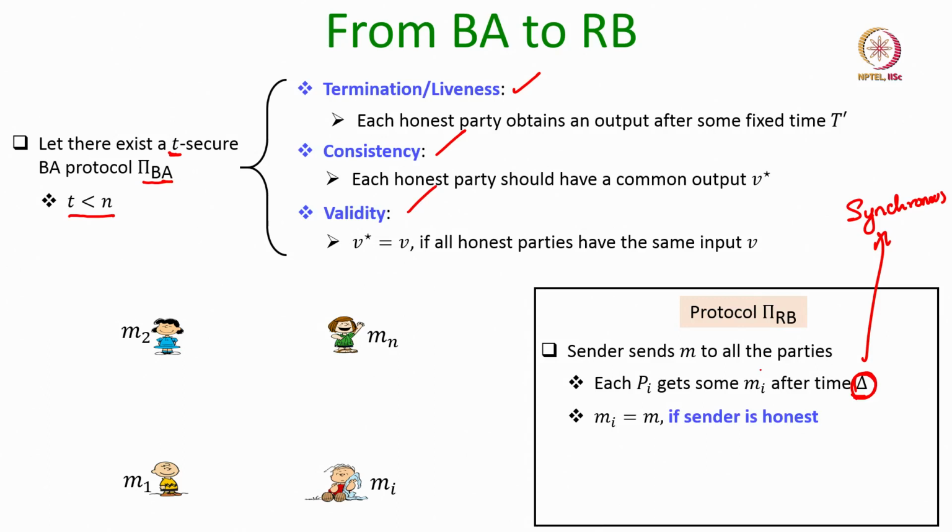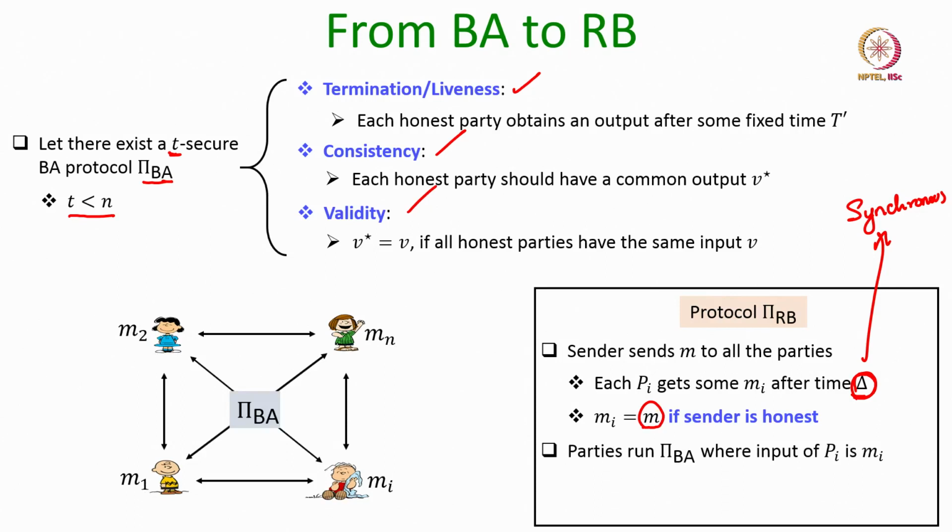So, the first step of this RB protocol was that the sender sends its message to everyone, and as I said, if it is corrupt, it may send different versions of its message to different honest parties, but if the sender is honest, it will send an identical copy of its message to everyone. Now, after the time delta, every party has some message on behalf of the sender. If the sender is honest, all of them have the same message. If the sender is corrupt, they might have different versions of the sender's message.